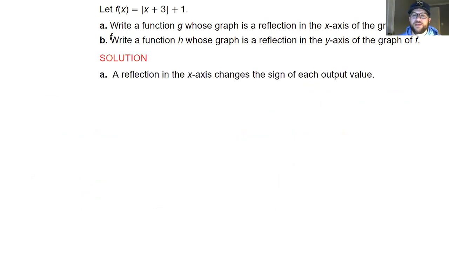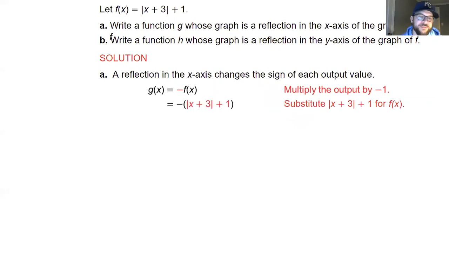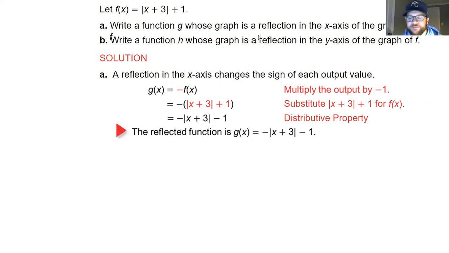So your reflection over the x-axis changes the sign of each output value. So you're going to be multiplying on the outside of your equation. So you have your negative times the entire thing on the outside, negative times the absolute value of x plus 3, plus 1. And then you're just going to use the distributive property. So you multiply your negative times the whole absolute value, and then the negative times the positive 1 to get -1, and that is your g of x.